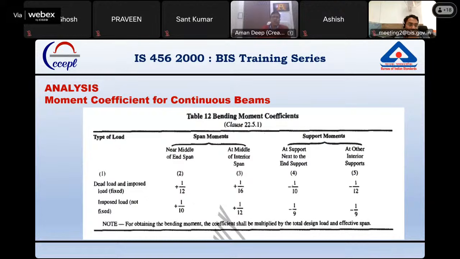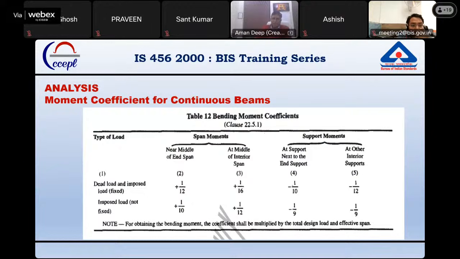Now, IS 456 gives us the guidance for the bending moment calculations and the analysis parameters as well. This is the basic table when we are just talking about gravity loads. Under gravity loads, what should be the bending moment near mid-span, at the middle of the end span, at other interior mid-spans, and at supports. These are the coefficients one can use for simple structures where only the gravity loads are being considered.